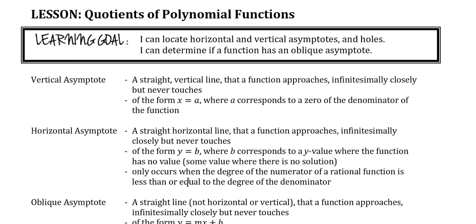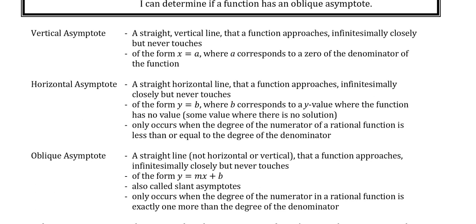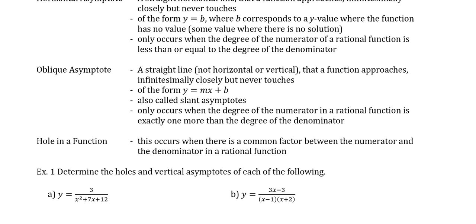And these only occur, so this might help you a little bit if you can keep this in mind, when the degree of the numerator of the rational function is less than or equal to the degree of the denominator. I'm not sure that you memorize that. It's going to, for the most part, be fairly clear when there's horizontal asymptotes, I think. But there's a couple of tricky little kinds, so this might be worthwhile remembering, thinking about as you're doing this. Next one, something we haven't seen, oblique asymptotes.